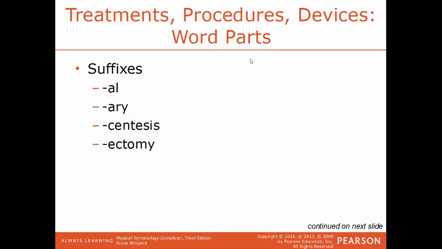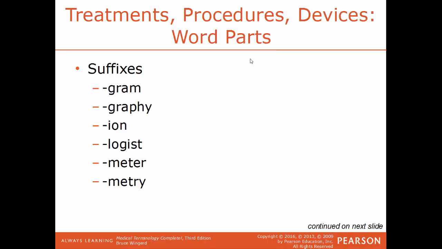Some common suffixes. The first two, al and ary, mean pertaining to. Centesis means a withdrawal of fluid. And ectomy is the surgical removal of. The next two will be very related and are often confused with one another. The first one, gram. This is a record or the results of a certain test. The suffix graphy is the process of recording.